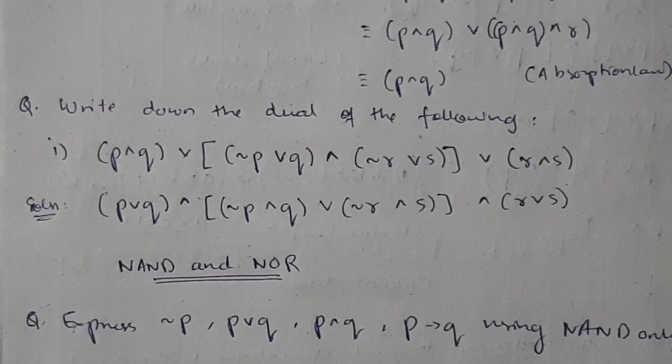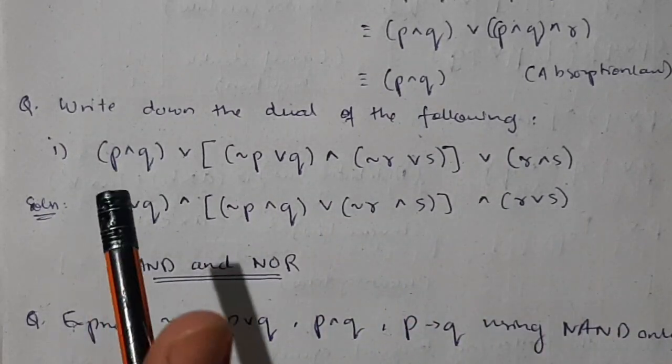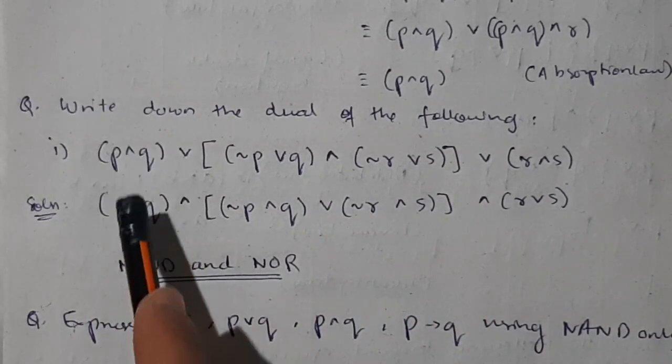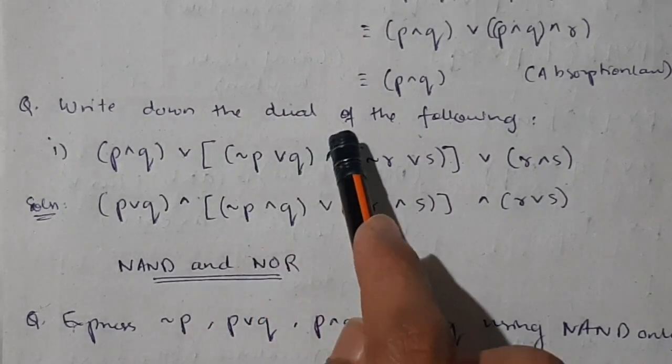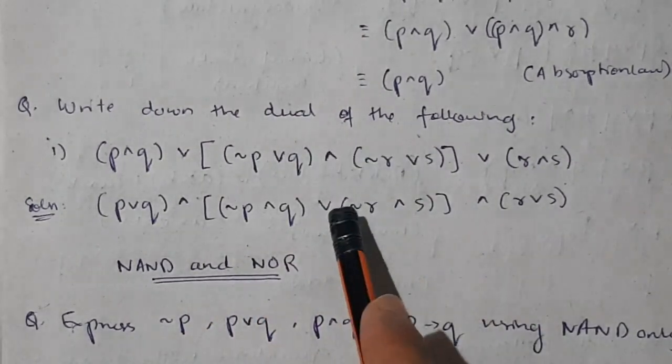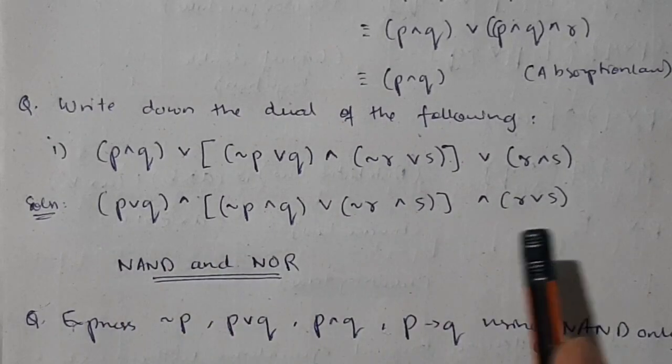If they ask you to write the dual of the following, there is just one basic step you have to remember. Write everything the same, and the one thing you need to change is and to or. Wherever or is there, change it to and, and and to or. Both changes, and not stays the same. Just write those in that form, and this will be the dual of this.